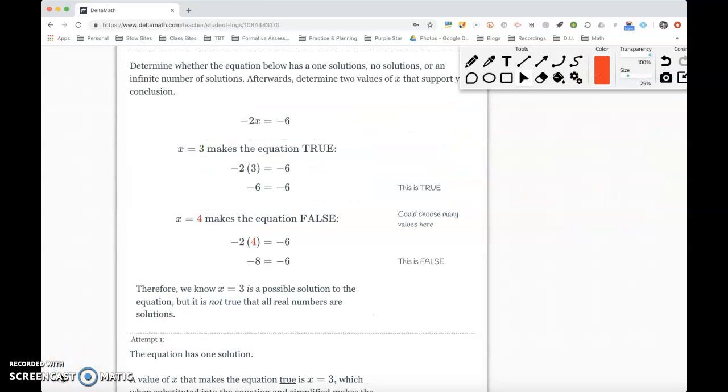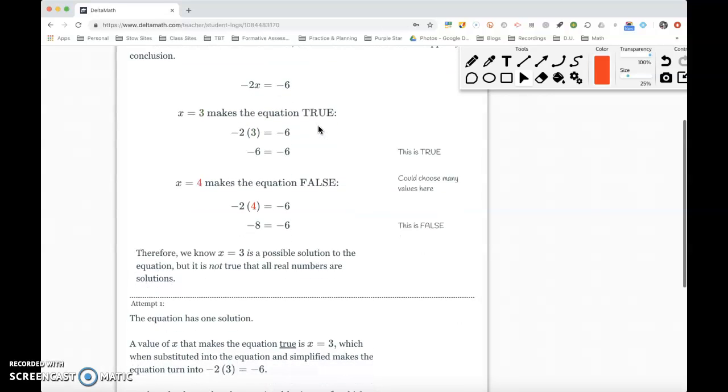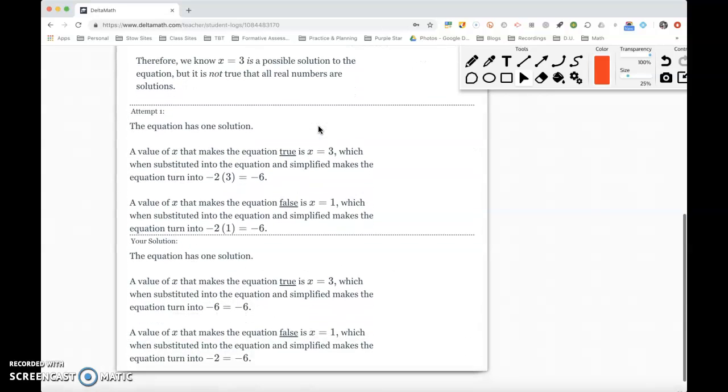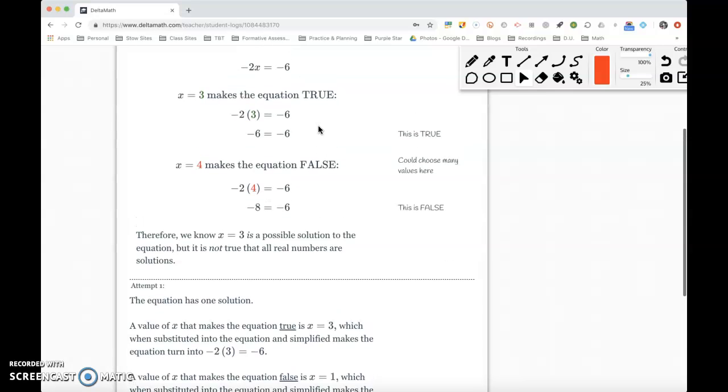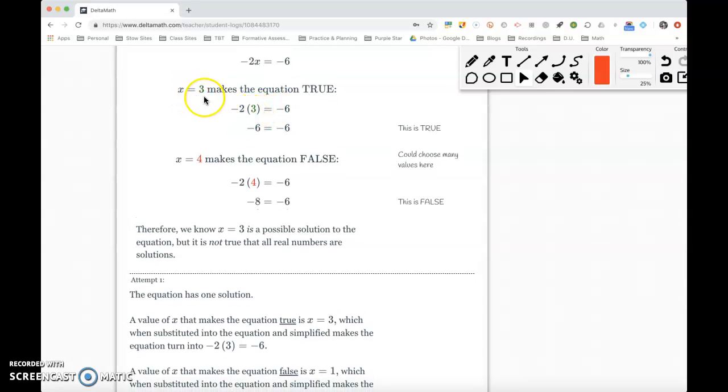All right, let's pause this. Now if we look at another example, we have this new equation, negative 2x equals negative 6, and they want to know what number is going to make a true statement, how many solutions can you have, and then what number makes a false statement. If we check out the answer that was given, what makes a true statement is when x equals 3, because then you plug it in and you end up with the statement of equality, negative 6 is equal to negative 6.